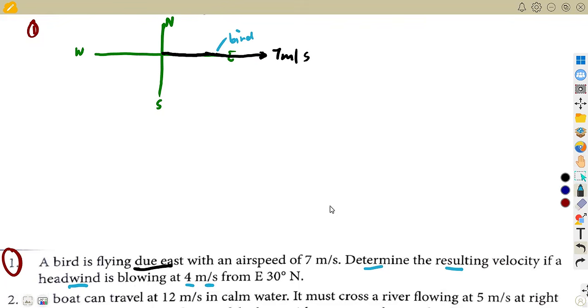They are saying there is a headwind blowing. How is it blowing? 4 meters per second from east, 30 degrees to the north. Okay, guys, the compass part, you're supposed to know it from your geography. Maybe you did not pass that. Let us just explain. This is your north. This is your south, your west, and your east.